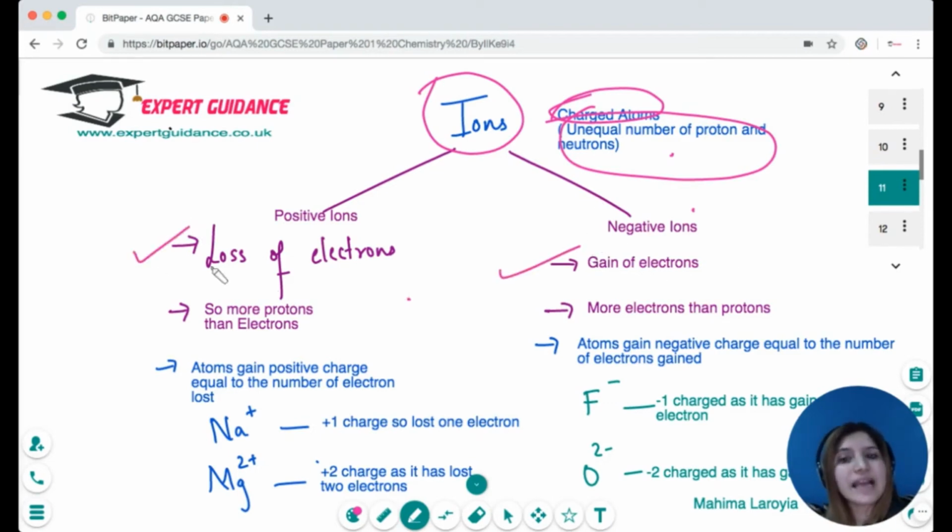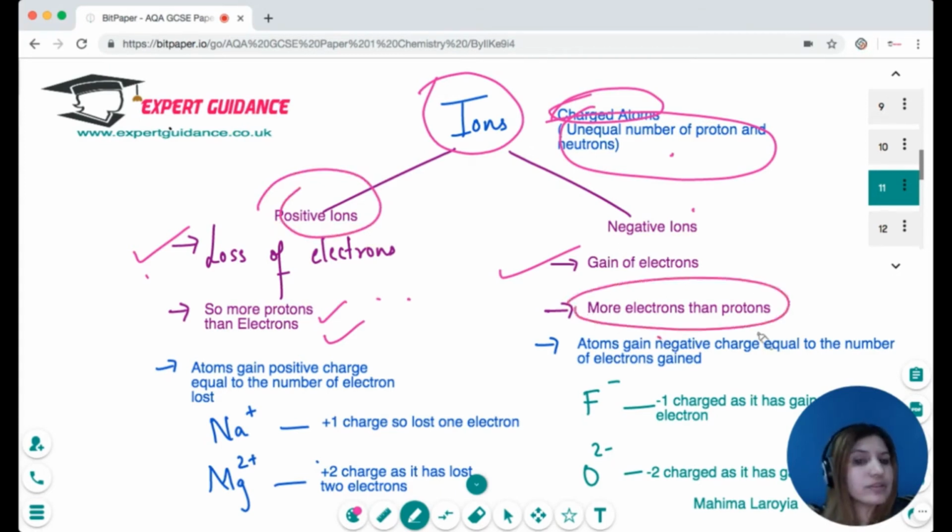If any atom loses an electron, it will have more protons than electrons, therefore it will get the positive charge. And if any element gains an electron, it means it will have more electrons than the protons. An atom that gains an electron will get the negative charge.